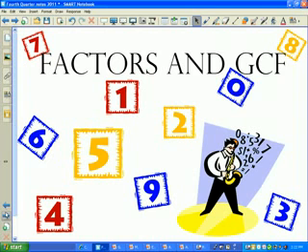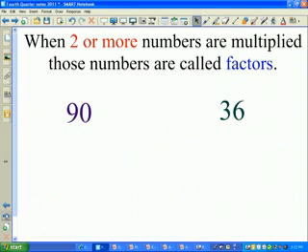Today's topic is factors and the GCF, and I'm going to turn this volume up so you can hear me a little bit louder. How's that? Okay. So we're dealing with factors and the GCF. When two or more numbers are multiplied, those numbers are called factors. For example, we have 90 and we have 36. If I wanted to take two numbers multiplied together to give me 90, what would those numbers be?